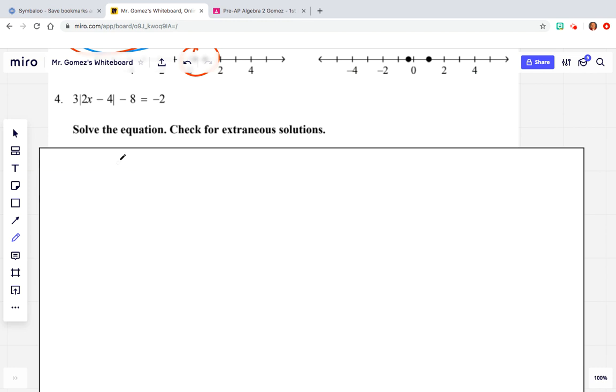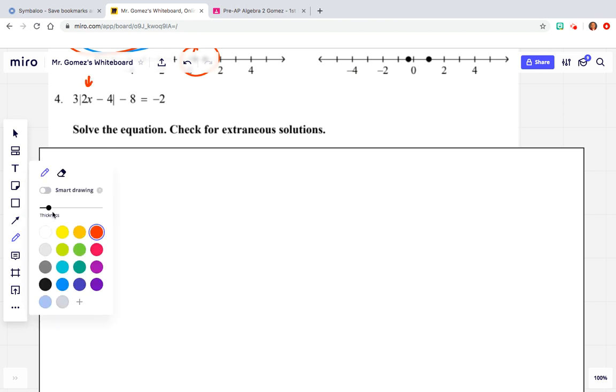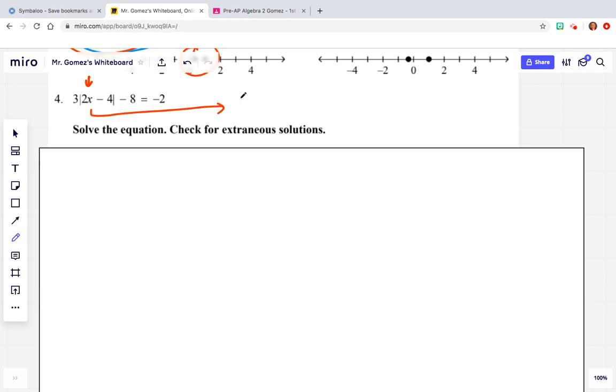All right, so solve the equation and check for extraneous solutions. Our goal is to get this x by itself, so let's isolate our absolute value sign first. If you are struggling to see what moves over first, I always tell students to imagine that their body is where x is, and think about what would be done to you normally, PEMDAS wise.